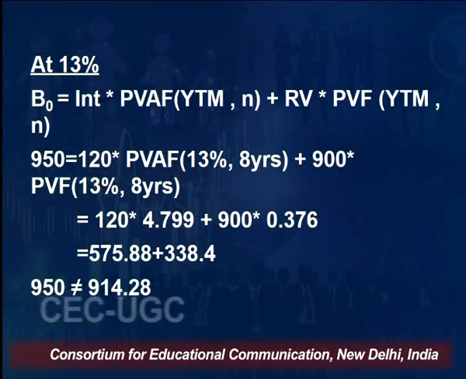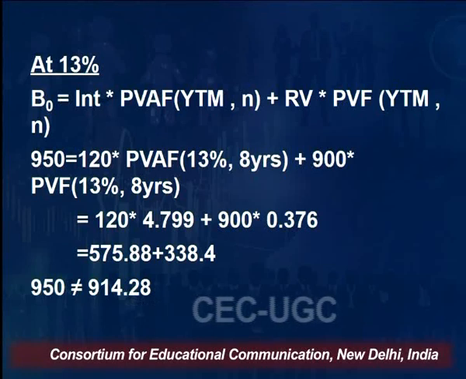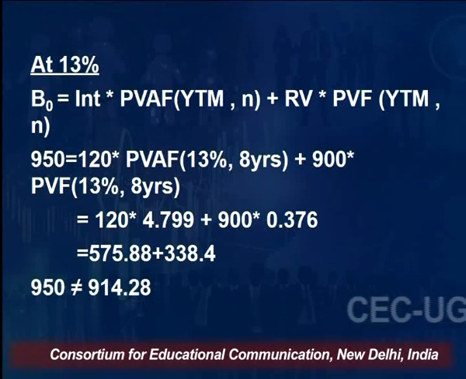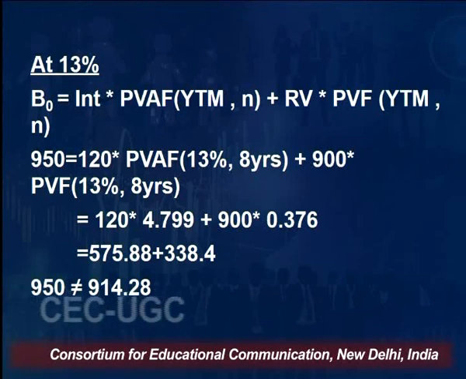So we have used both the methods, the trial and error approach and the approximate approach. The approximate approach has only given us an approximate idea of what the YTM will be. And with the help of the trial and error, we have found out what exactly is the value if you discount by 12%, or if YTM is 12%, and what is the value if you use 13% YTM. In both the cases, the two sides are not equal.